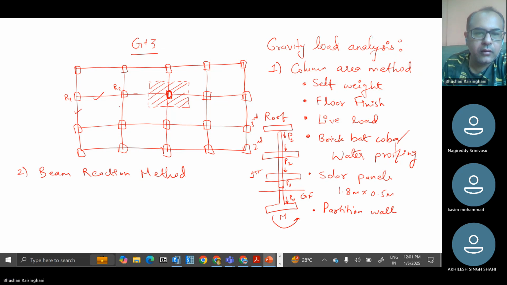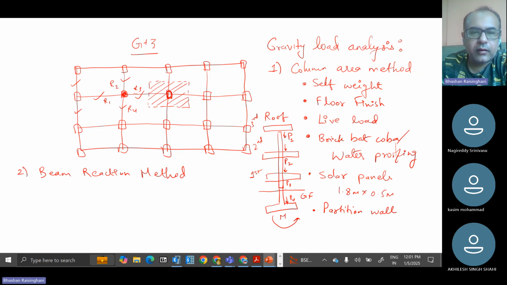Then these two beams are also there. These two beams are also there. So if you want to design this particular column, you need reaction from all sides. So let's say this will be R1, this will be R2, this will be R3, and this will be R4. So reaction from all four beams is coming onto the column.